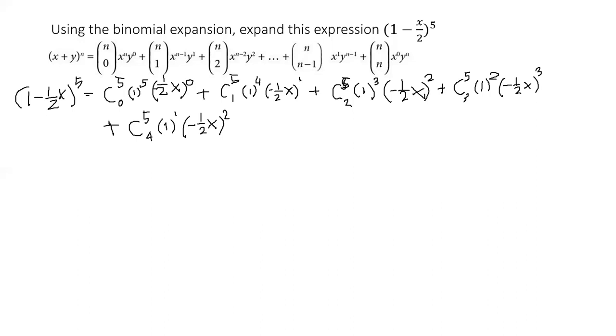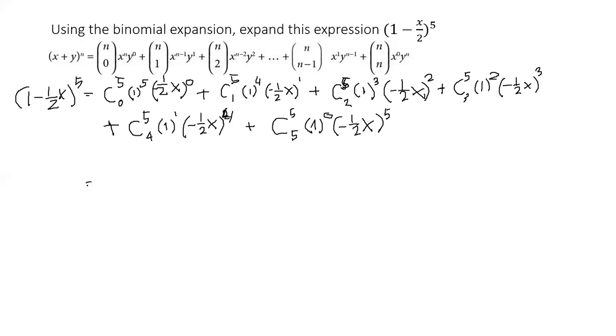Sorry, I mean 4 here, yeah. The exponent of the x term increases from 0, 1, 2, 3, 4, while the exponent of 1 decreases from 5, 4, 3, 2, 1. And the last combination 5, 5, 1 power 0, negative a half x power 5.